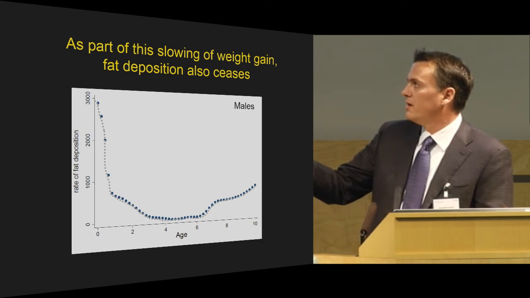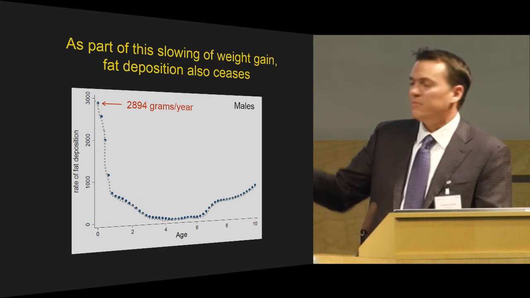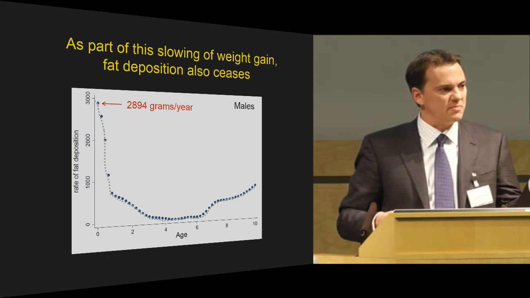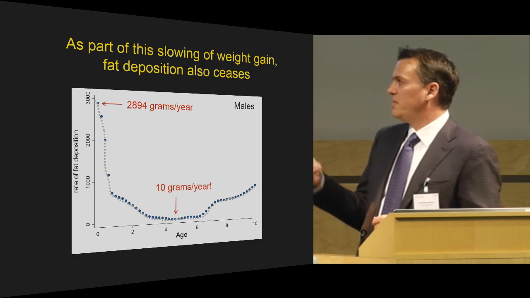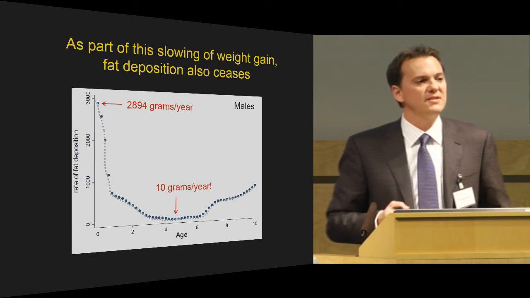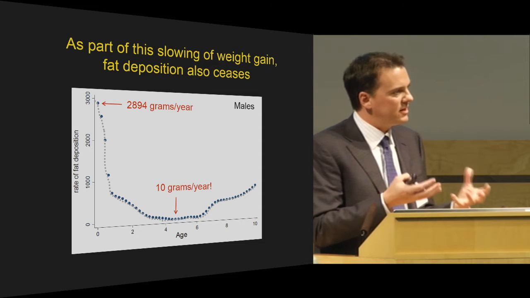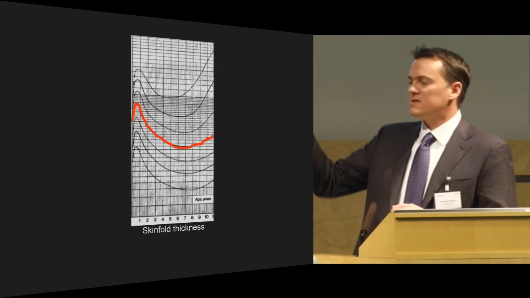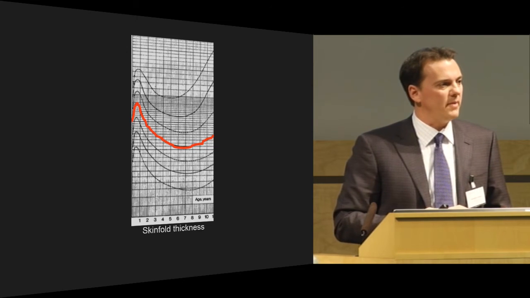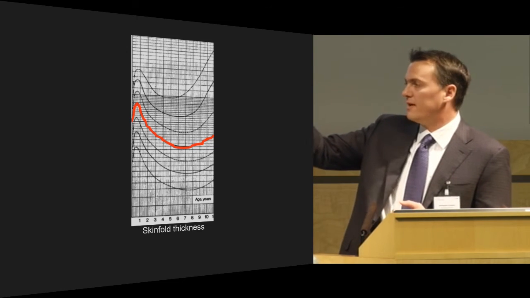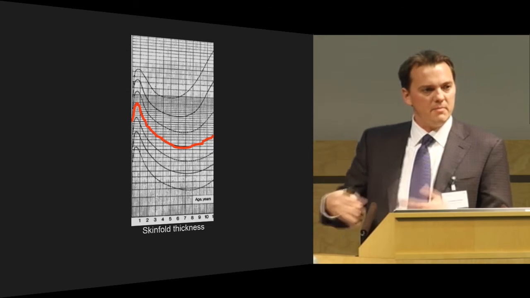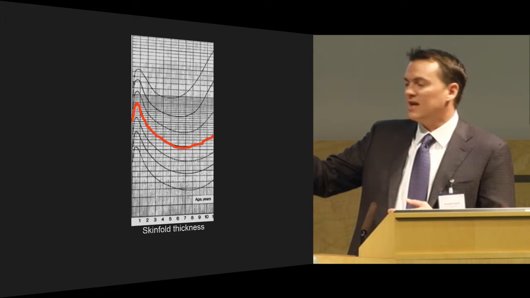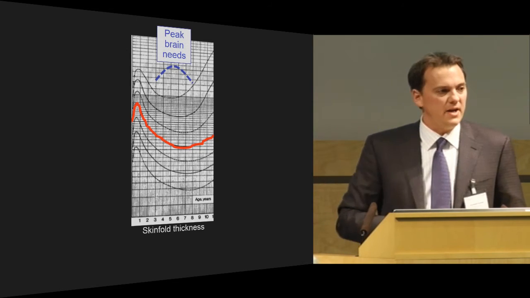So at birth, there's about 3 kilograms per year of fat being deposited, if they were to keep growing at that pace. But by the age of the peak in brain energetics, it's down to about 10 grams per year, right? So it basically comes to a halt. And this is interesting because it gives us some insights into other patterns that we know about. This shows skin fold levels, right? So adiposity and BMI bottom out at about the same age that the brain is at its peak.